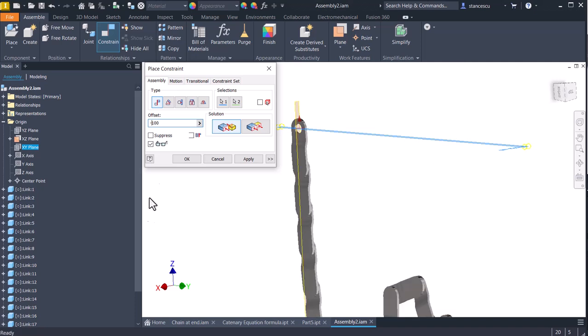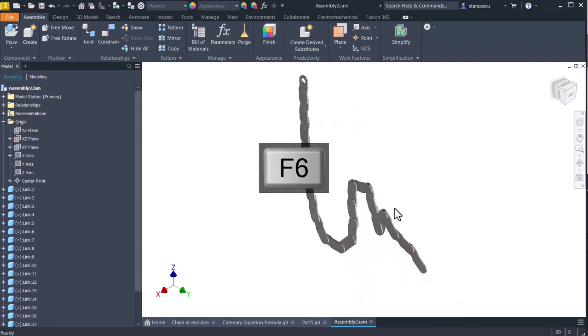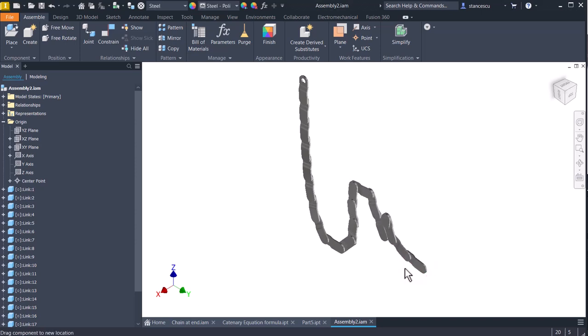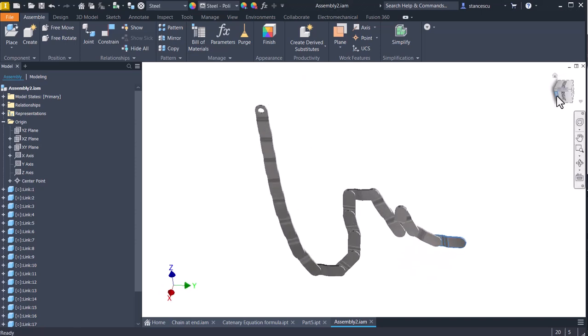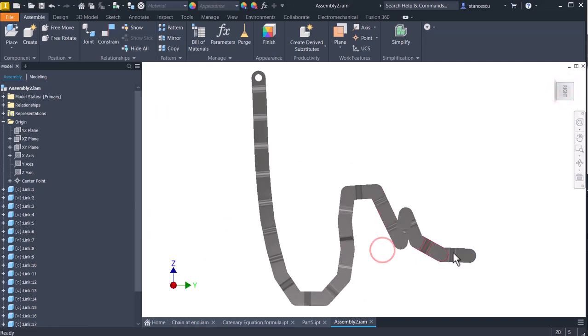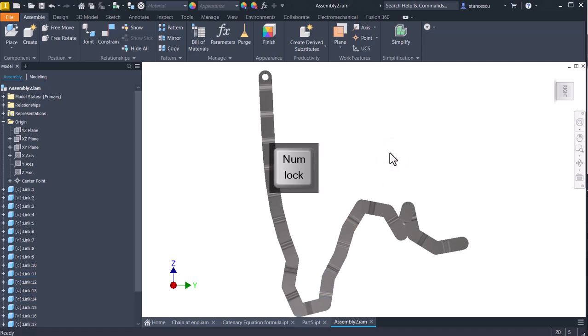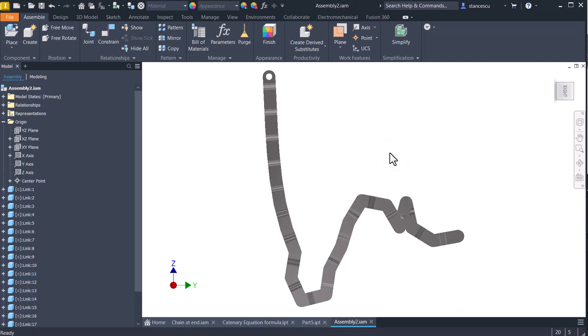Okay. Visibility. Now you see this point is fixed. Yes? I cannot move this. I can only rotate. Okay, now we must apply dynamic simulation to see what happens.